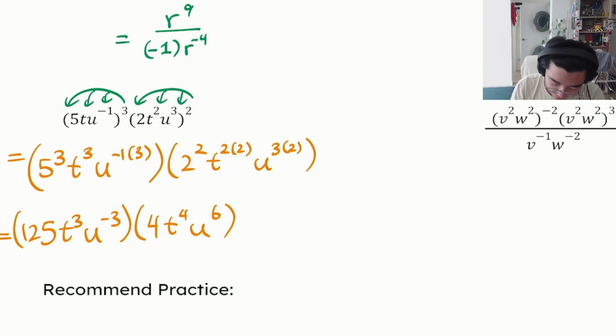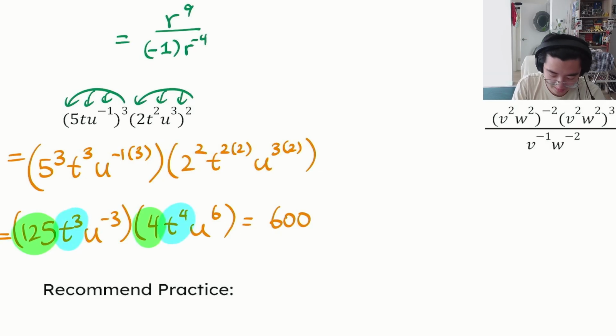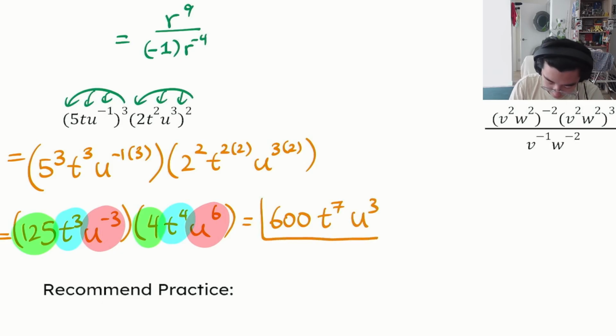Okay, and next, we notice here that 125 times the 4 is 500. I'll actually use the highlighter here, that might be a bit more clear. So 125 times 4 is 500. And then we got t to the power of 3 and a t to the power of 4. We add those up to get t to the power of 7. And lastly, u to the power of -3 and u to the power of 6. We add them up, it's just 3. And voila.